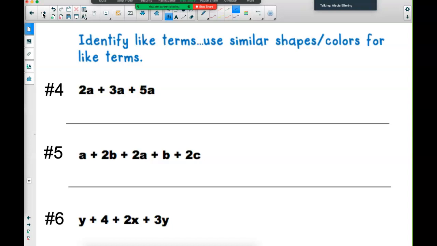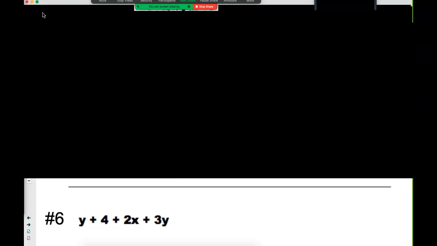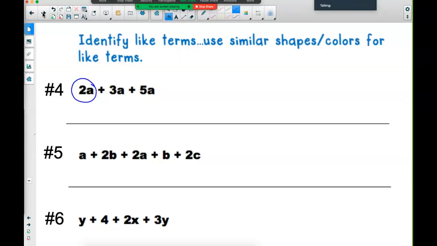So I'm going to start by putting a circle around the 2a. And then I'm also going to circle the 3a. Why would I put a circle around 3a? Because it's like terms of 2a. So what should I put around the 5a? A circle. So I use the same shape on all 3 terms because they're all like terms. They all just have the letter a. Does that make sense to everyone?